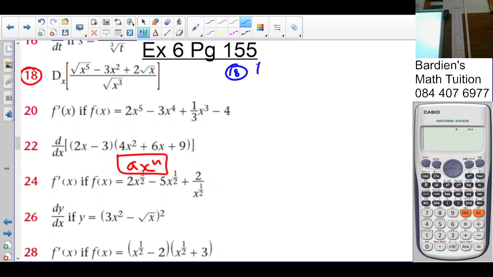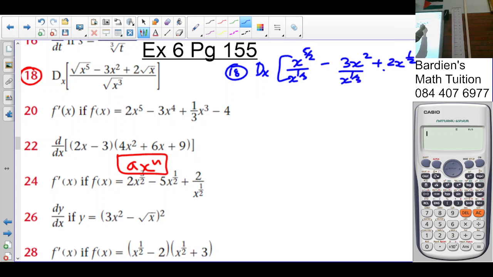So it's going to be d of x. So again, change everything from radical to exponential form. So it's x to the 5 over 2, minus 3x squared, plus 2x to the half, each one on its own. It's going to give you x to the third. You don't have to write each one on its own. If you can do it in your head, it's fine. Okay.